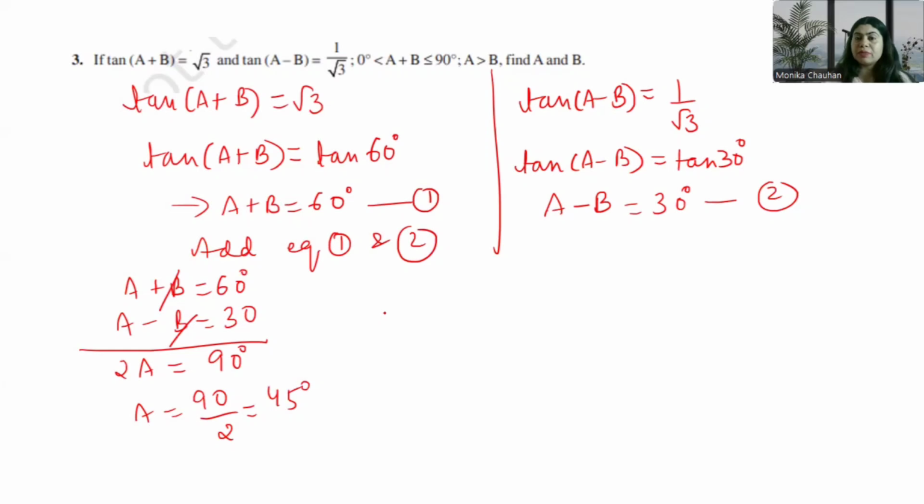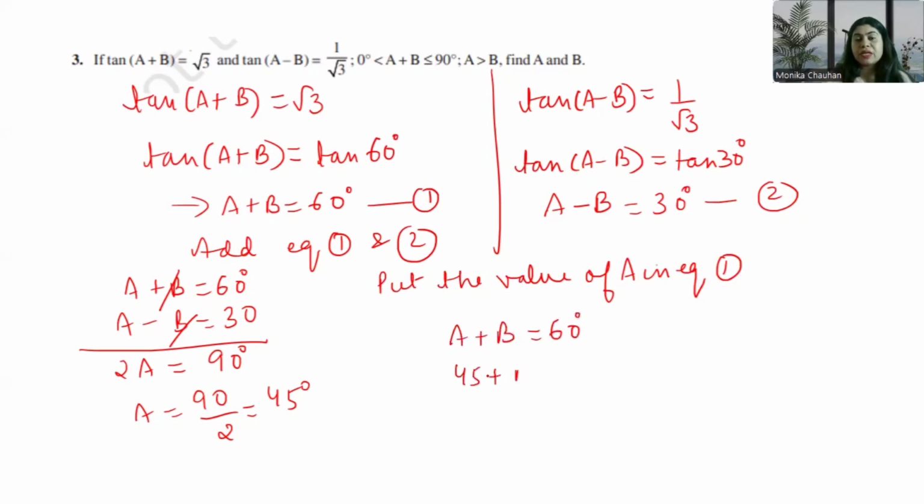Now, how to get B? I'm going to put the value of A in equation number 1 or 2. It is your choice, wherever you want to put it. You will get the same answer. Substitute the value of A in equation number 1. A plus B, write that equation first, and A is 45 degree. So B is equal to 60 minus 45, which is 15 degree.